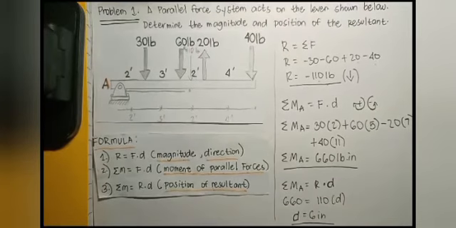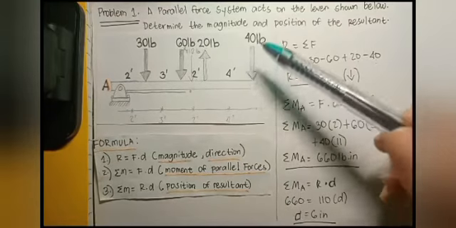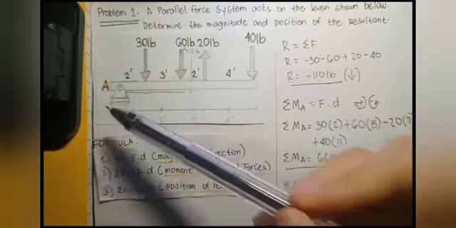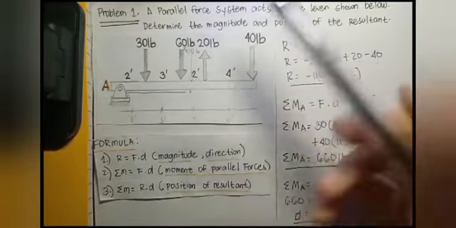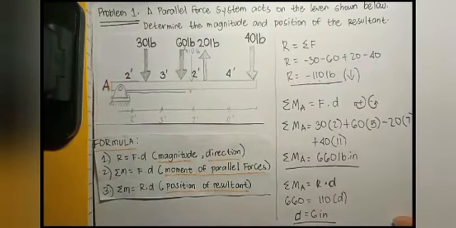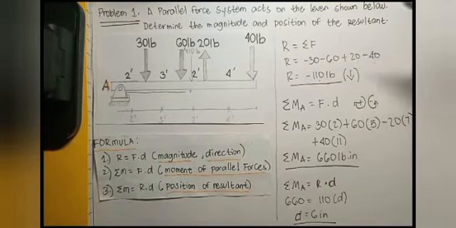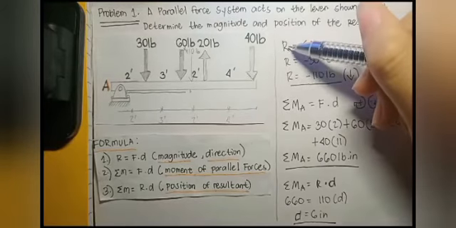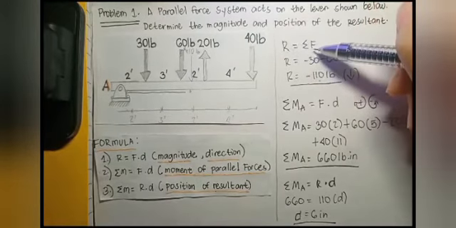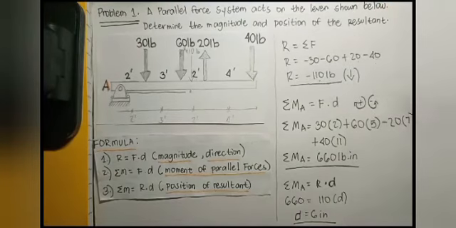Let's get started. Here we have a figure. It's overhung. We have a support from here, but at the end we don't have a support. To solve, we're first going to find the magnitude of the resultant. Let's write R, the resultant, equals the summation of forces. So R is equal to these forces.